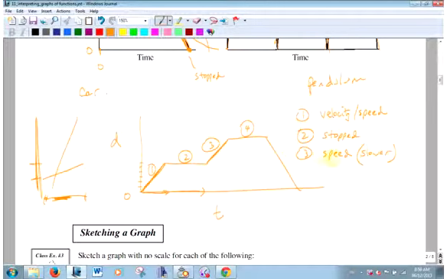4, so I went a bit further, speed, right? Slower than the first one. 4, is this a horizontal line? It stopped. Okay, I'm not even going to use the word slope here, but I am stopped yet again. And finally 5.